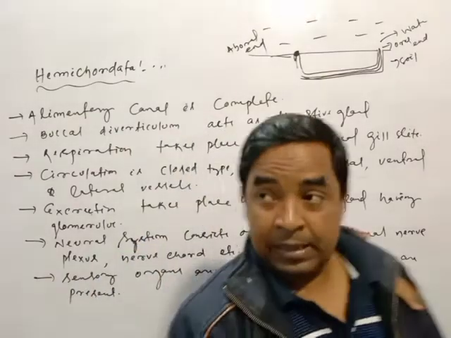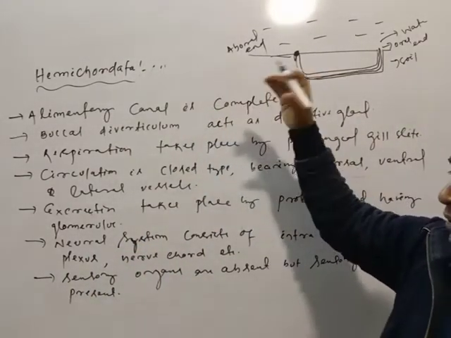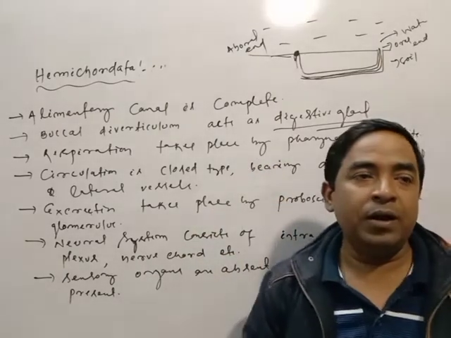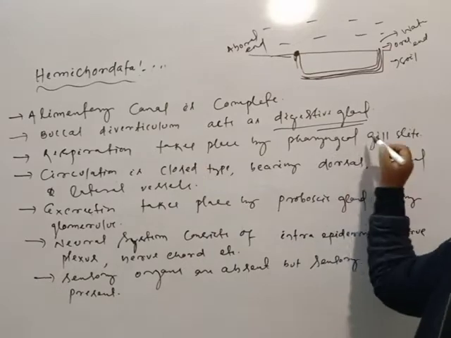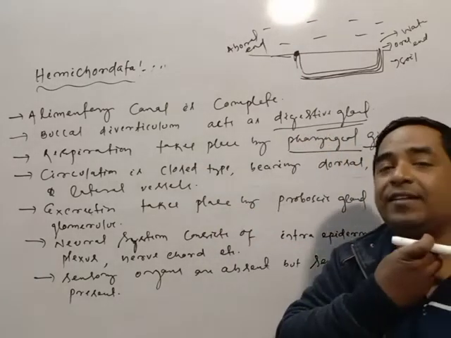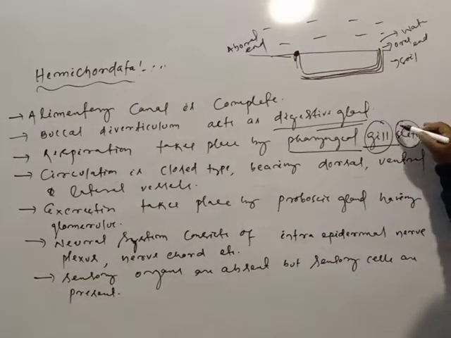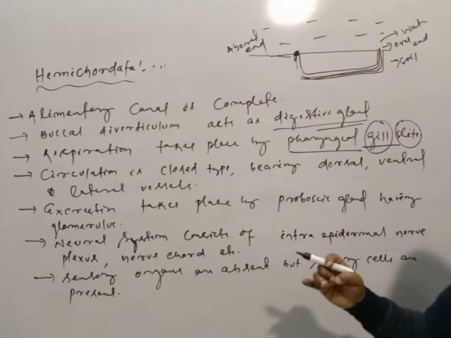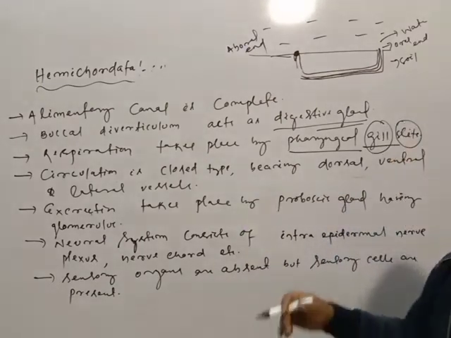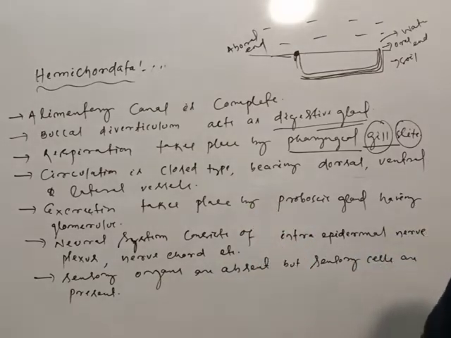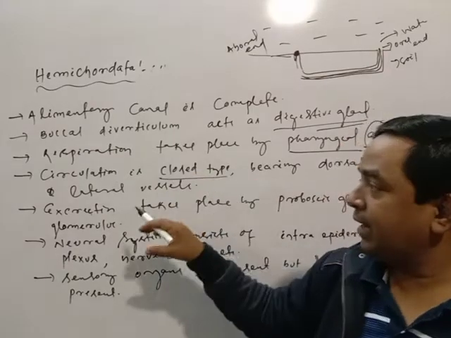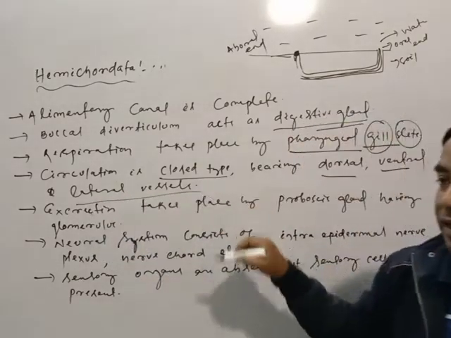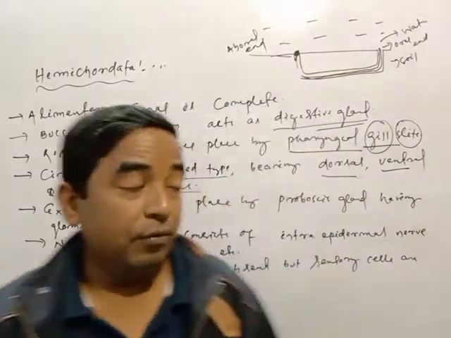See, alimentary canal is complete means they have different parts and also an anus is present. The buccal diverticulum acts as a digestive gland, which secretes different digestive enzymes for digestion of food. Respiration takes place by pharyngeal gill slits. Pharyngeal means related to the pharynx. Slits are pore-like or hole-like structures present in the pharyngeal region and help in gaseous exchange. And circulation is closed type, so a definite circulatory structure is present with dorsal, ventral and lateral vessels for transportation of body fluids.